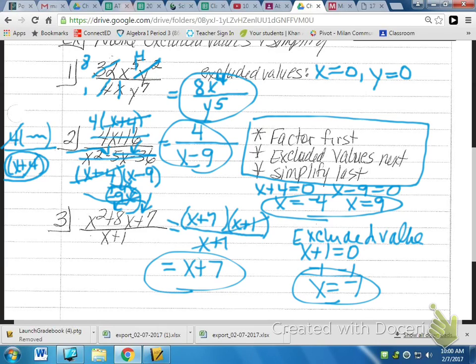Okay? Zach. Why didn't you exclude the value of x plus 7? Because it's on the top. Only the bottom can't be 0, remember? You don't want the denominator to be 0. So it was just x plus 1. So you only do the denominator. Anybody else? Okay.